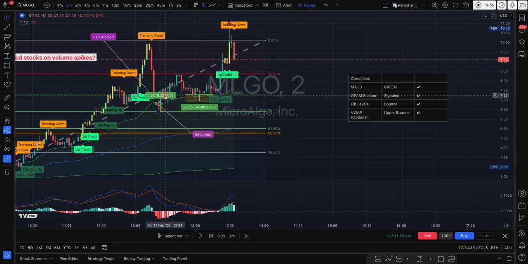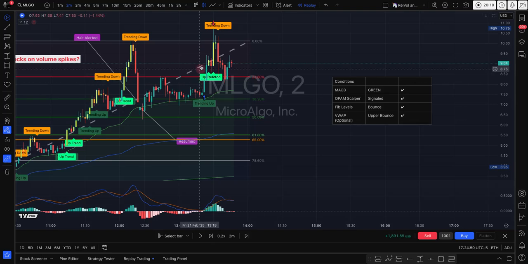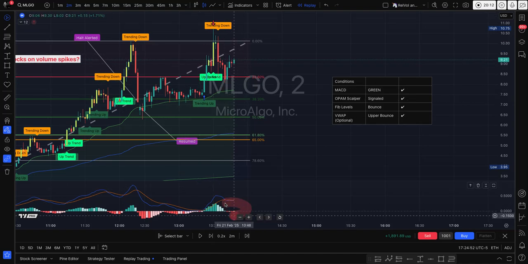But my way, I had it like that, and for me, it was a perfect entry and exit. And now you can see the more it went down, and then MACD also became red, and then these things are showing that it will be a downtrend.